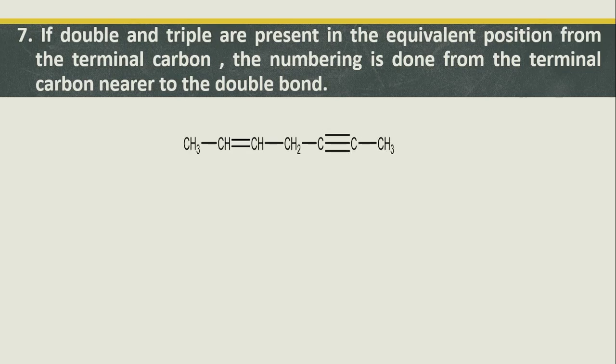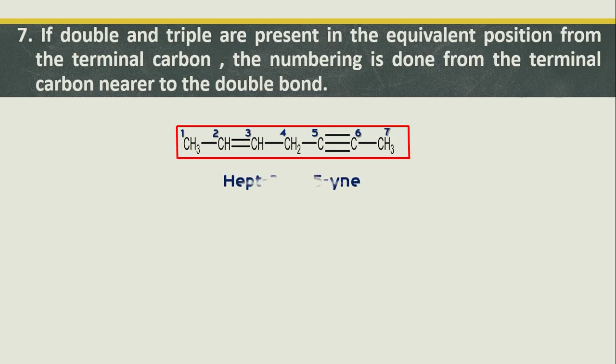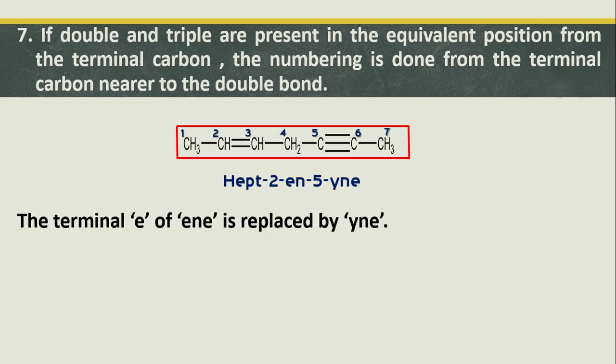So let's see an example here. Both double and triple bonds lie on the second carbon atom from either side of the chain. Let's see the numbering here. Okay, from the front end, the triple covalent bond. So the name of the compound will be hept, because it has 7 carbon atoms, and the double bond lies on the second position, so it will be hept-2-ene, and the triple bond is on the 5th position, so it will be 5-yne. And here the terminal E of "-ene" is replaced by yne.